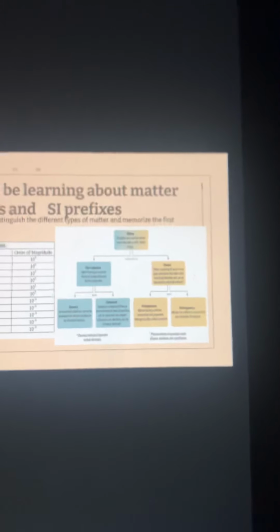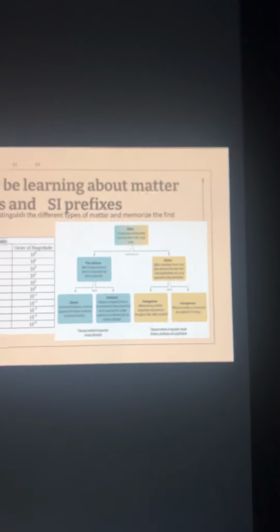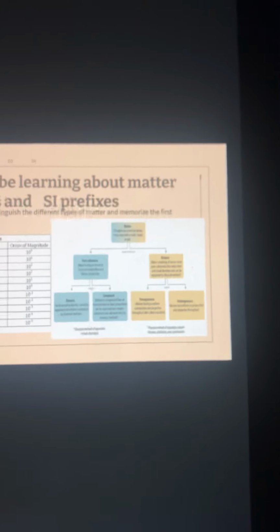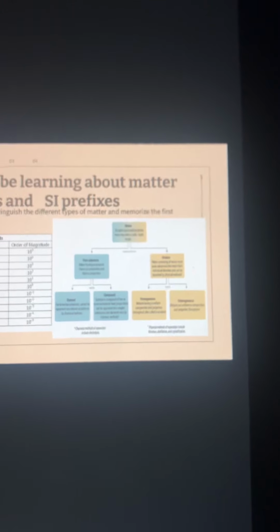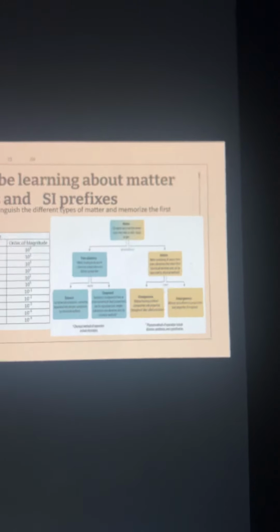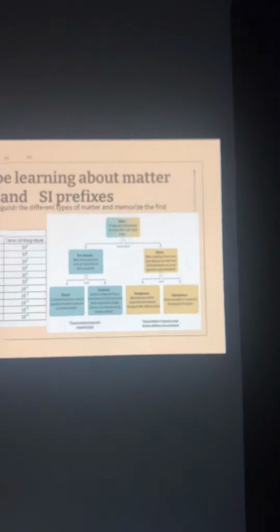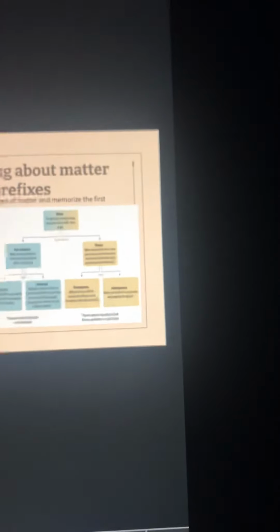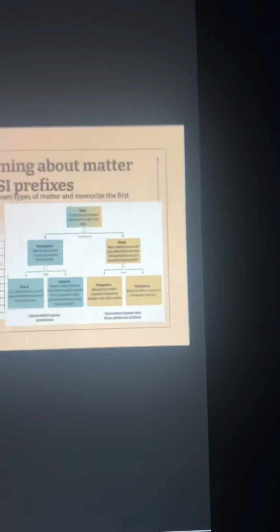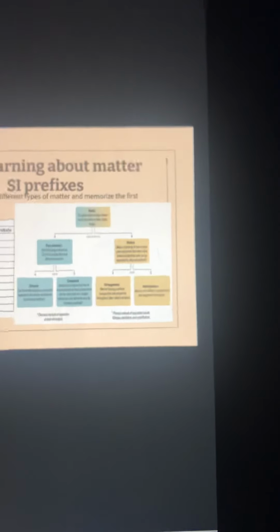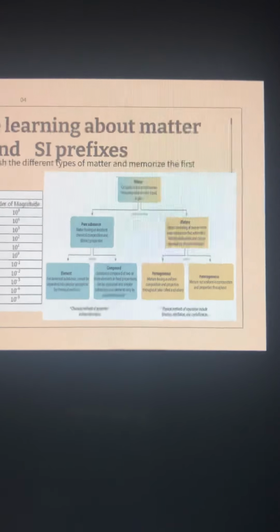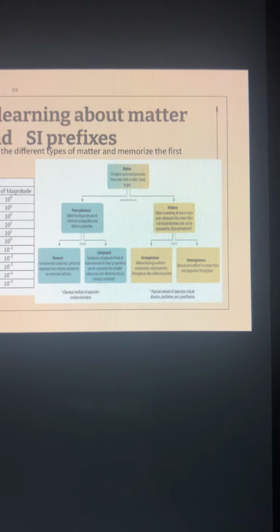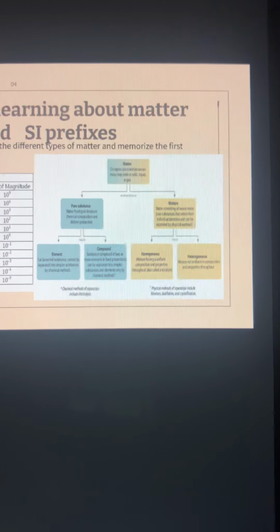Pure substances are chemically combined and no longer have distinct composition and distinct properties. It's mixed. And mixtures, however, consist of 2 or more pure substances that retain individual identities and can be physically separated. Now, these 2, pure substances and mixtures, can also be divided into 2 more.